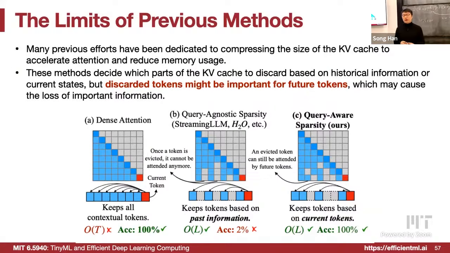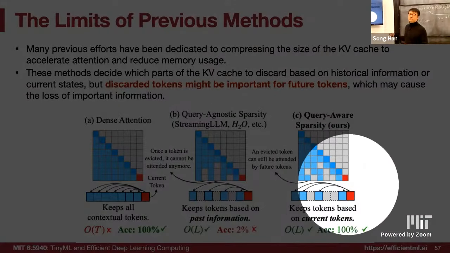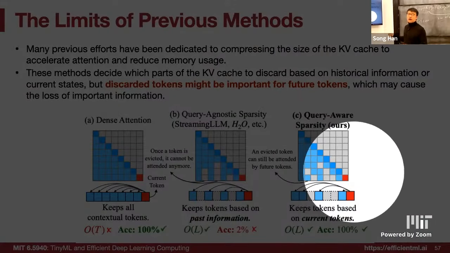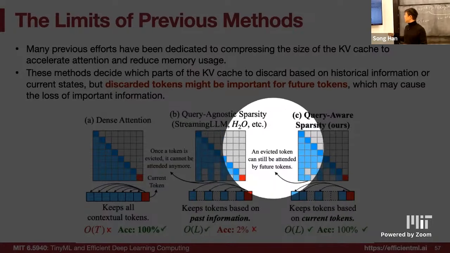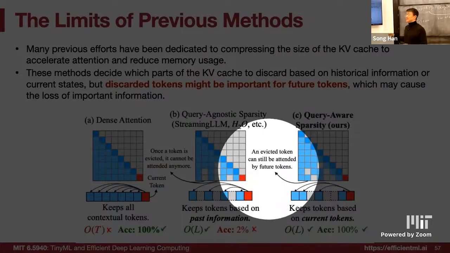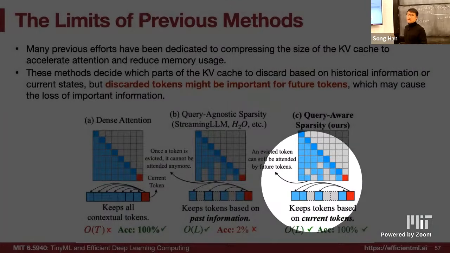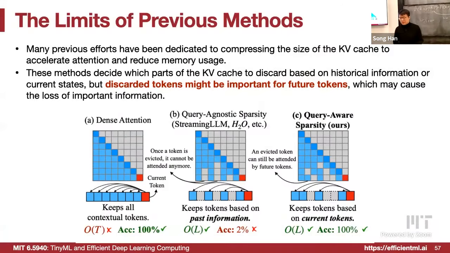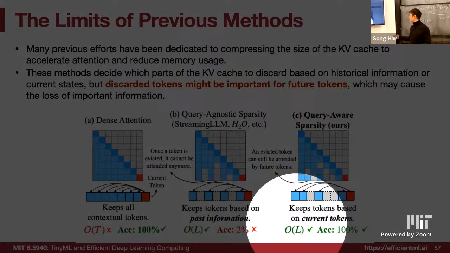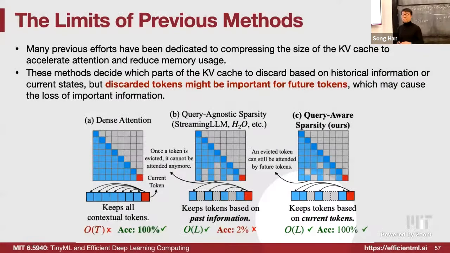But query-aware sparsity basically says the sparsity pattern should depend on which token you are currently decoding. So an evicted token can still be attended by future tokens. For example, this second token at this time step is evicted, but at the next time step it can recover. So it can save both memory and also keep very high accuracy. That's the idea of query-aware sparsity.